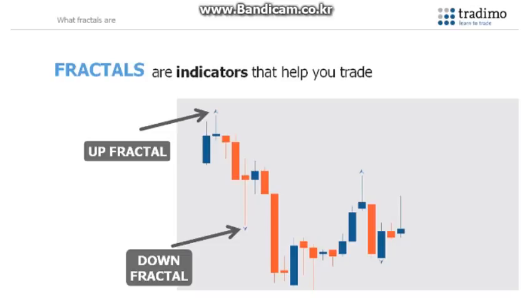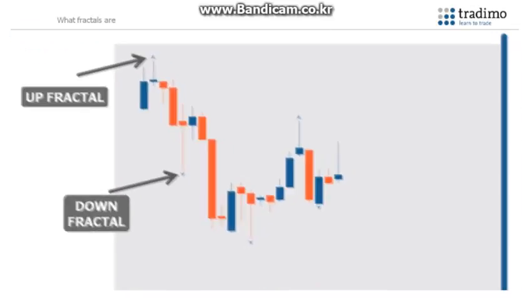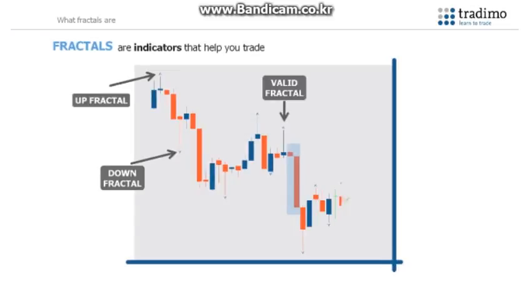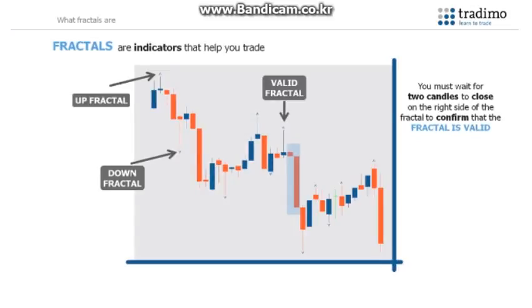Note that a freshly formed fractal can disappear again unless 2 full candles have formed after it. Thus, before using a fractal in the context of the beginner strategy, you should always wait for 2 candles to close on the right side of the fractal to confirm that the fractal is valid.